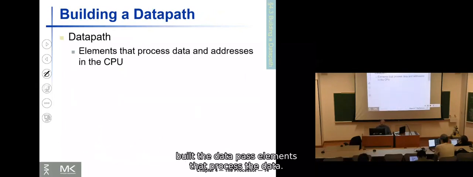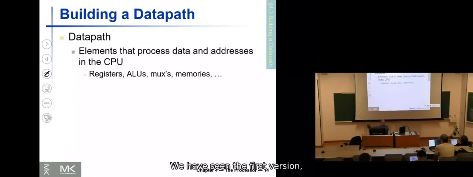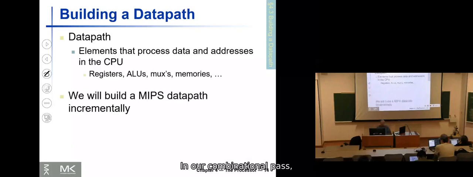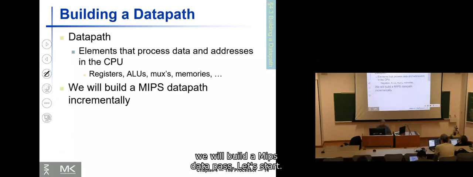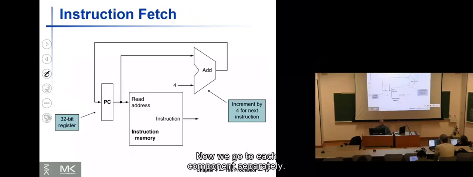So we have built the datapaths, elements that process the data. We have seen the first version. Now we're going into more details: registers, ALUs, multiplexers, adders, memories. These are things that we have seen in our combinational paths. We will build a MIPS datapath. So let's start. We have already started. Now we go to each component separately. The first one is instruction memory.